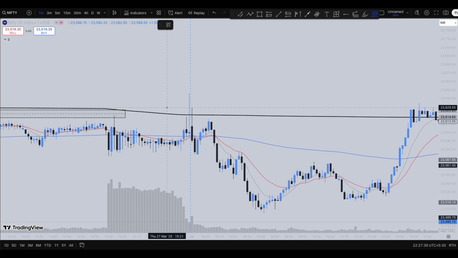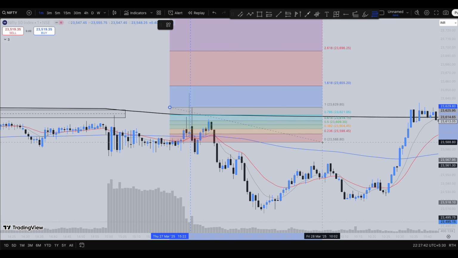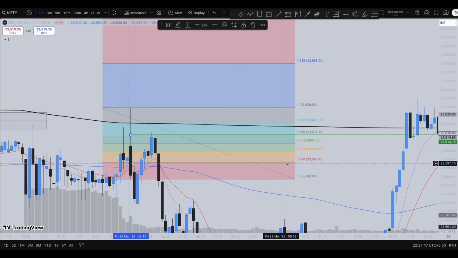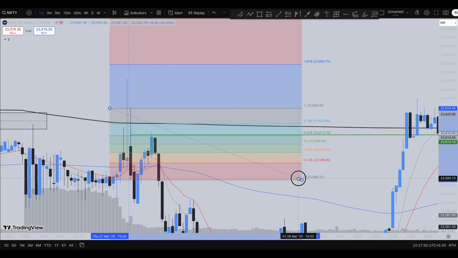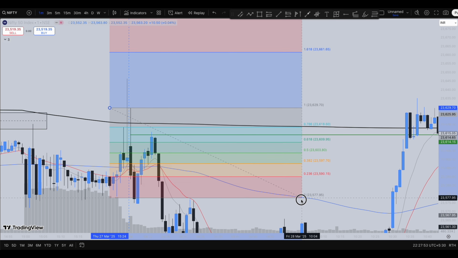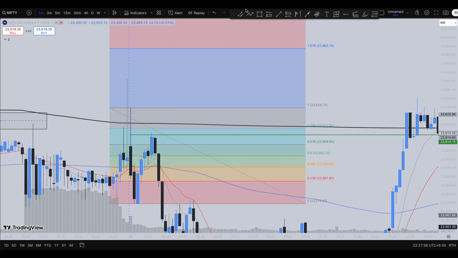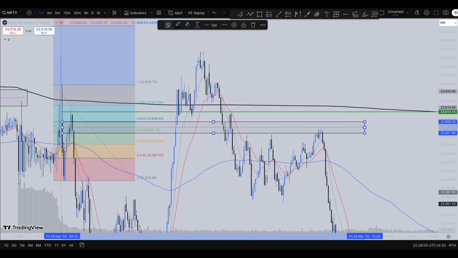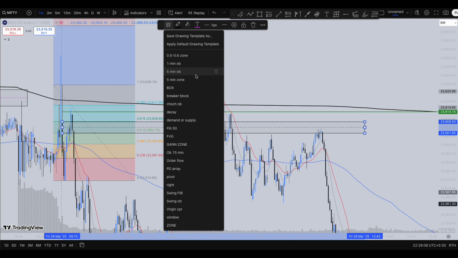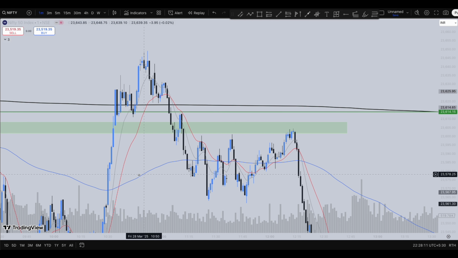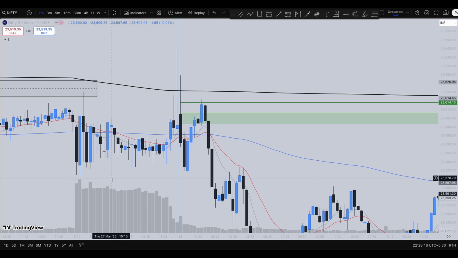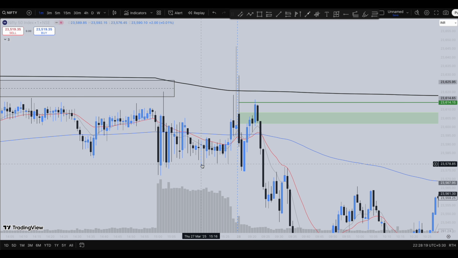If you try to plot the fib levels here, the mid of the first candle to the low of this candle, if you draw the mid of the first candle and the 5 minute zone as well. So this is the 5 minute zone, guys. This is the mid of the first candle, and this is the 5 minute zone. You can see how the market showed some momentum towards the downside.